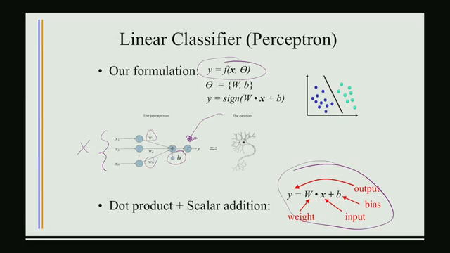If the value is negative, it's 0. If the value is greater than 0, it's 1. So it's just a threshold based on whether the value is greater than 0 or not. Okay? So there we go. Basic building block. Now what can we do with this perceptron?